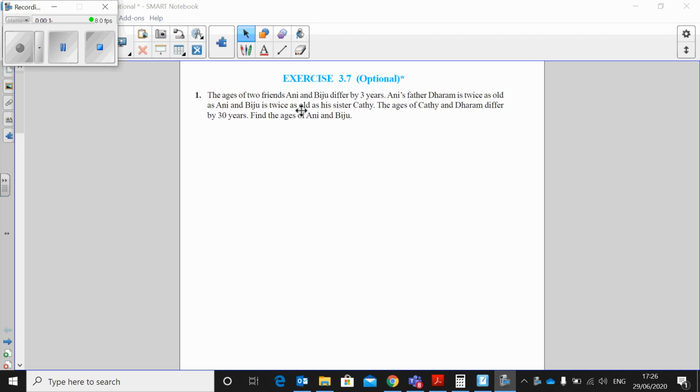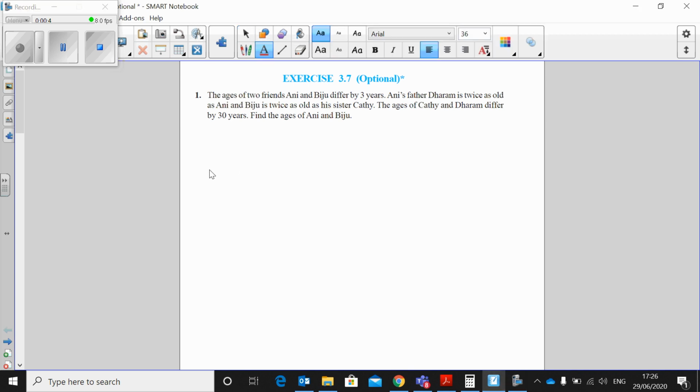The ages of two friends, Annie and Biju, differ by 3 years. Annie's father, Dharam, is twice as old as Annie, and Biju is twice as old as his sister Kathy. The ages of Kathy and Dharam differ by 30 years. Find the ages of Annie and Biju. So what they are talking about is, first they are comparing the two friends' ages.